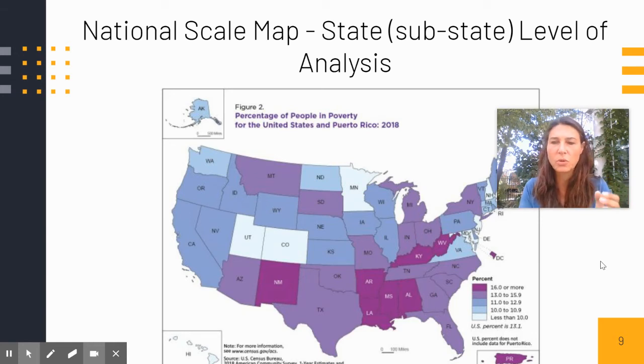Oh gosh, you guys, it's so confusing. It's state. When we get to the political unit, I will endeavor to confuse you further. But for now, this is state in terms of level of analysis.